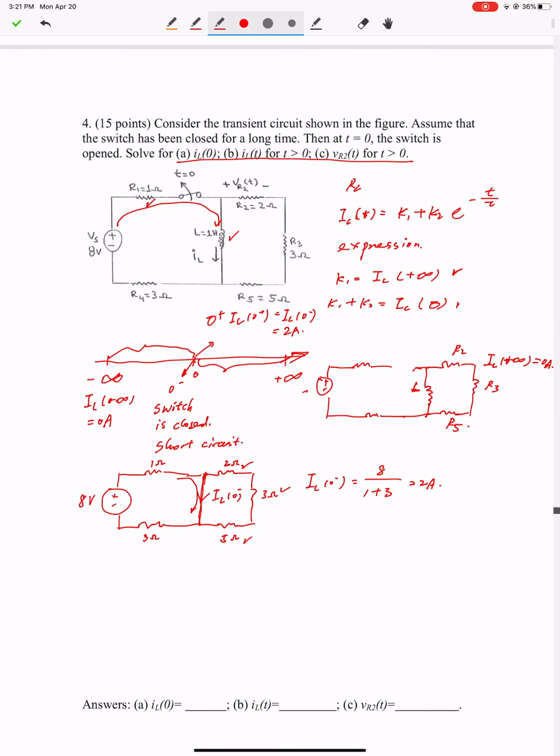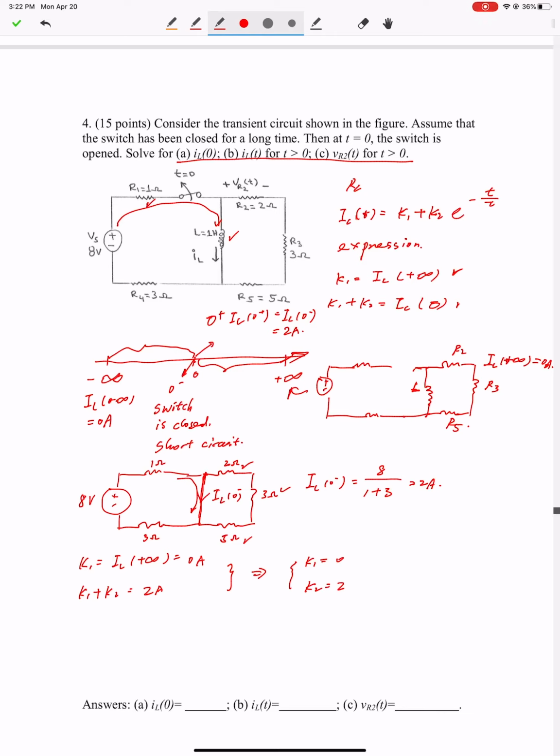All right, so with this information, we can calculate the value for K1. K1 should be IL at positive infinity, that is 0 amp. K1 plus K2 equals 2 amp. So we can find K1 is 0 and K2 is 2. Okay?